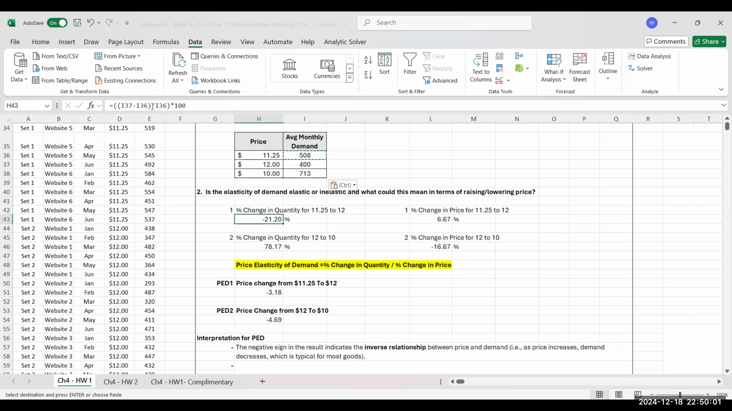So we're gonna use this formula here: the change, minus the second demand point, and we're gonna divide that with this one, and close the parenthesis over here.